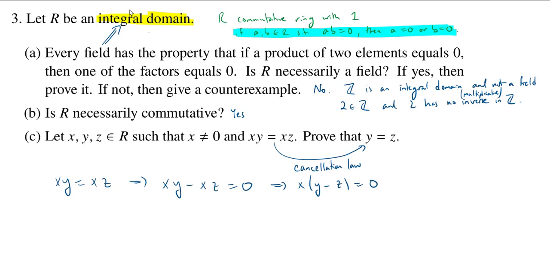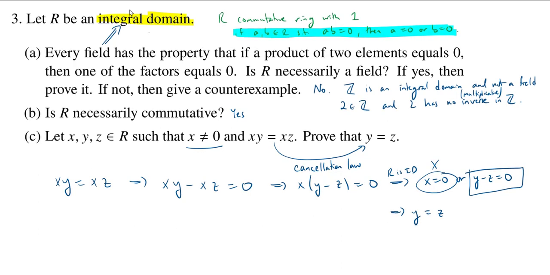Now instead of dividing by x, I simply use the zero factor property. Since I have an integral domain and a product of elements, x and the difference of y and z, and their product is equal to 0, I know one of the factors is equal to 0. So since R is an integral domain, x equals 0 or y minus z is equal to 0. But x equals 0 contradicts the assumption that x is not equal to 0, so it's not that one. So we get y minus z equals 0, which implies that y is equal to z. And there we go, we have our cancellation law.